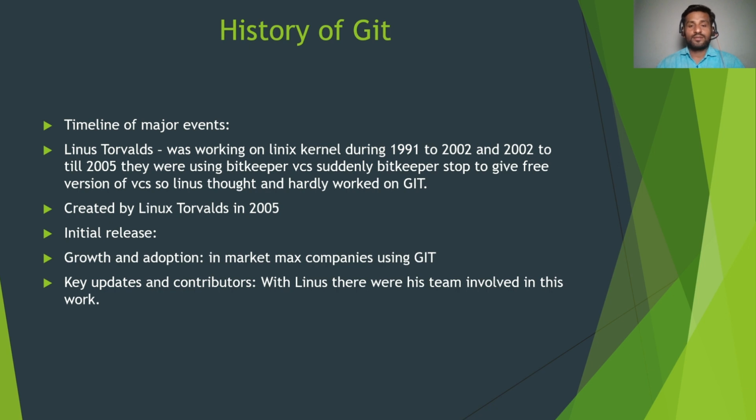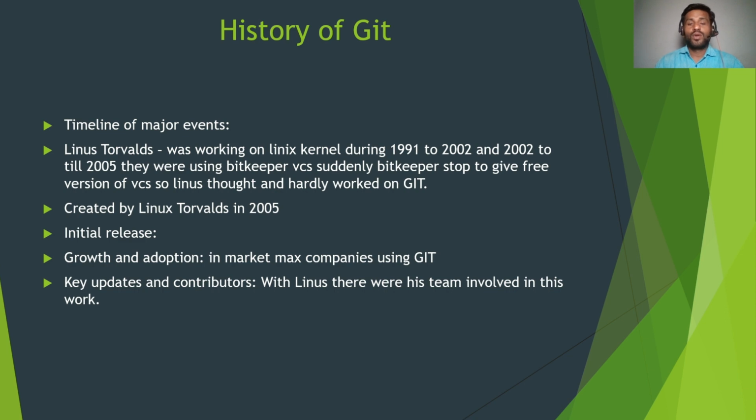Timeline of major events. What happened? Linus Torvalds was working on the Linux kernel during 1991 to 2002. He was working on the Linux kernel with his team. So some patches, some minor changes, and some major changes were happening there during this period. Till then he was working, and in 2002 he thought that I should use some version control system because it's not working properly, and he took the BitKeeper version control system, and BitKeeper was providing that version control system free of cost.